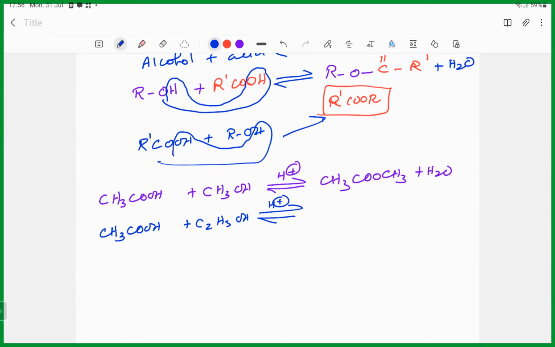CH3COOC2H5. This is called ethyl acetate. What is the above name? This is methyl acetate. That's all. Methyl acetate plus water.